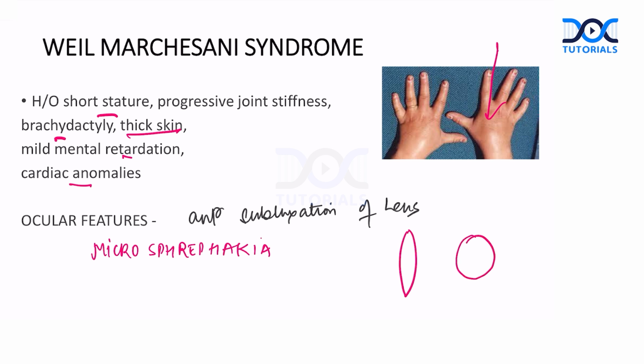Now, what do you expect will happen with the zonules? Can I say they'll be long zonules which are weak, right? So the moment you dilate the pupil, what will happen? Suppose I want to examine this patient, I dilate the pupil, and because of the long and weak zonules, the lens actually comes out into the anterior chamber. Right, everyone?